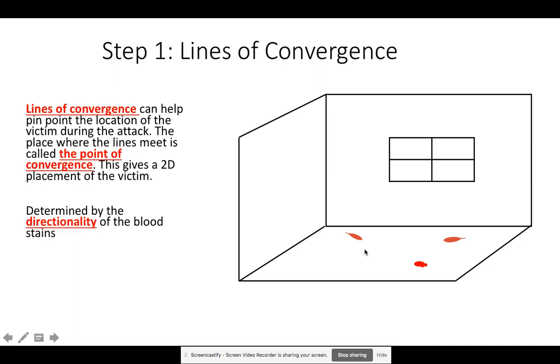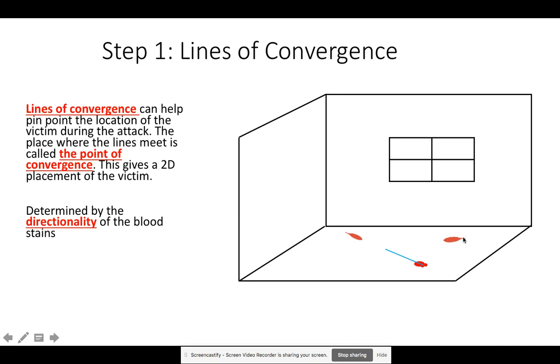Okay, this is determined by the directionality of a blood stain. Now remember that the blood is always going in the direction of the tail. So this stain right here indicates that the blood was flying into this corner of the room. And this tail over here is telling us that the blood was flying over here to the right corner of the room.